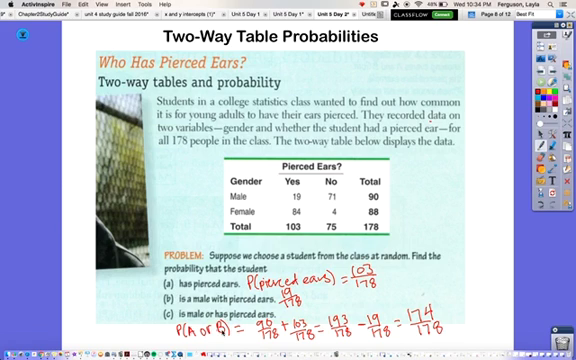Now the reason that for this one we had to do things a little bit differently is because it was an "or," and we usually just add them together. But these two events are not mutually exclusive. So what that means is you could be a male with pierced ears. To be mutually exclusive, it would be like two things that are not possible at the same time, like being a male and being a female. So you would have to subtract out the people that you counted twice.